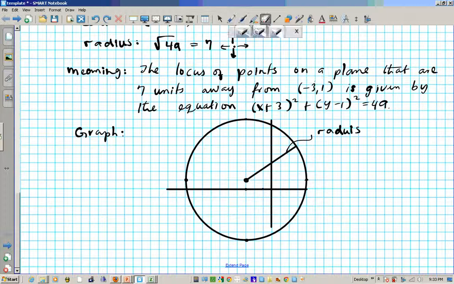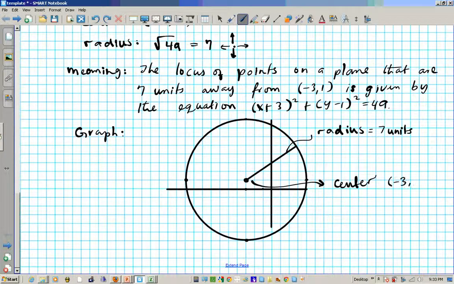Radius. Let me spell it correctly. So if that's the radius, we have to state what the measure is. So the radius is 7 units, and this is the center right there. What are the coordinates of the center? -3, 1. Okay, so the collection of points that are 7 units away from this center is defined by this circle right here.